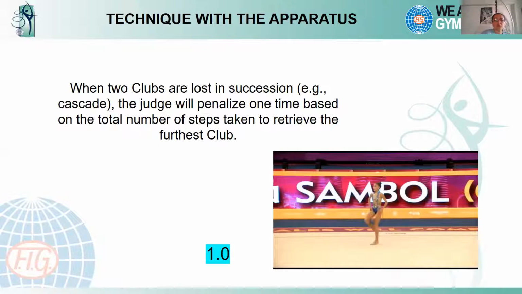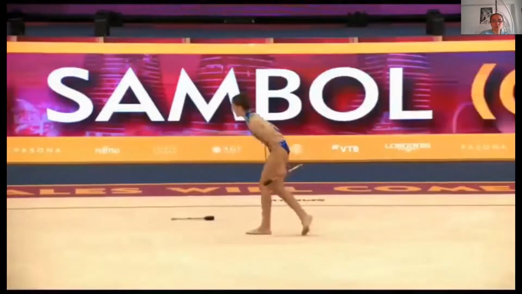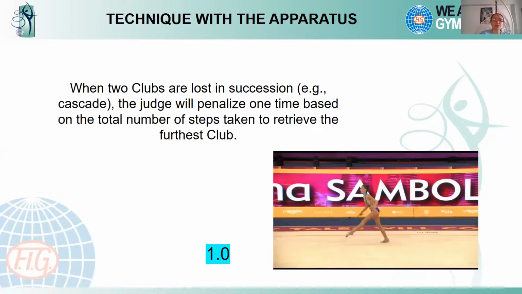When two clubs are lost in succession, for example a cascade, as I told you before, the judge will penalize only 1 time, based on the number of steps taken to retrieve the furthest club, not the total number of steps taken. One, two, three. So she took 3 steps to take this one. So it's 1 point.